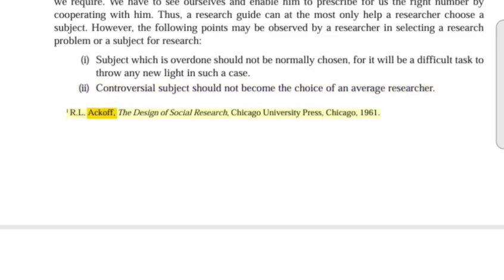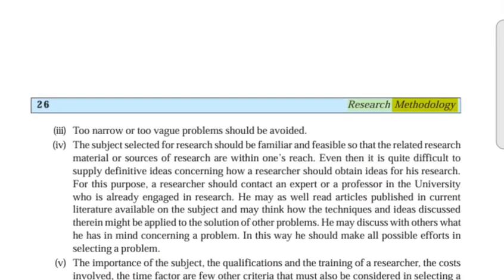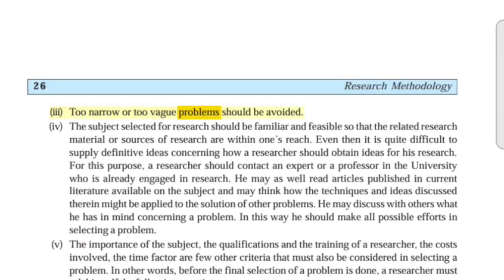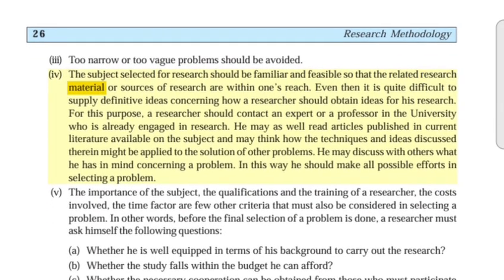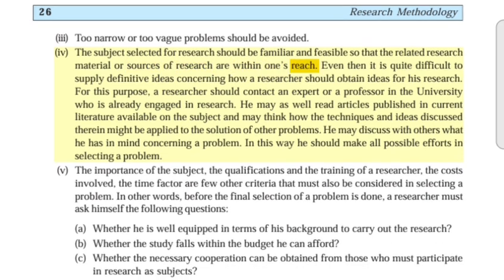Too narrow or too vague problems should be avoided. IV. The subject selected for research should be familiar and feasible so that the related research material or sources of research are within one's reach.